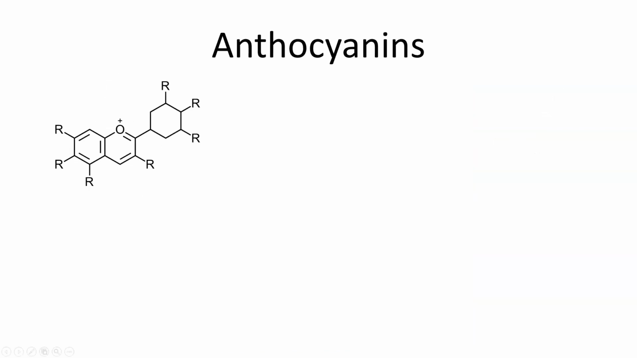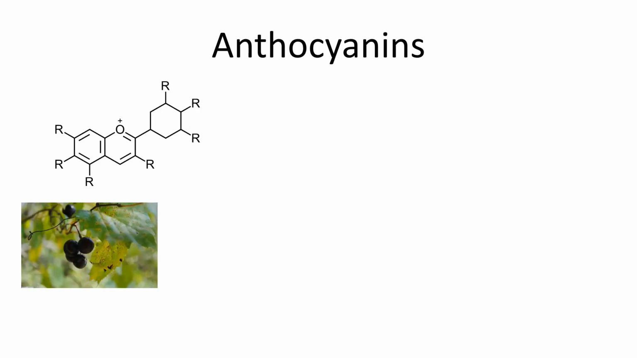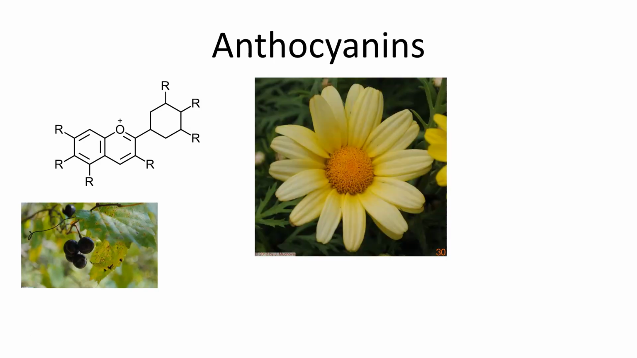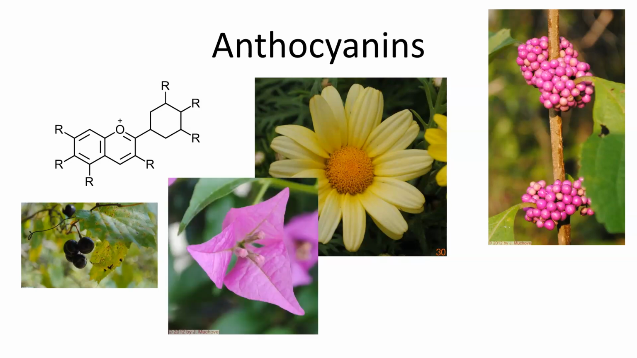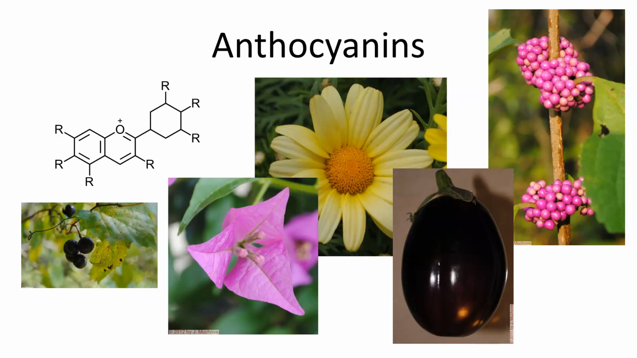We have anthocyanins, and anthocyanins are going to have a structure that looks like this. Now you see it's got a bunch of R's on it, and the R's are places where different chemicals can be put on, and depending on which chemical is put on there, it gives it a different property. This is a grape, and the purple coloration on it is due to an anthocyanin. This is a daisy, and the yellow coloration is due to an anthocyanin. This is American beautyberry, and the pink coloration is due to an anthocyanin. This is bougainvillea, pink, due to an anthocyanin. This is eggplant, purple, anthocyanin.